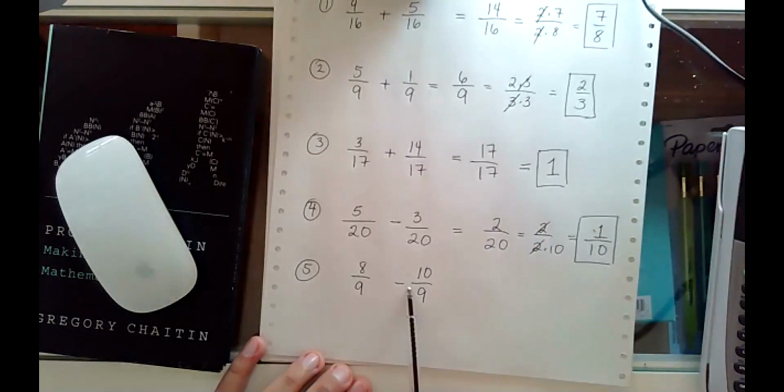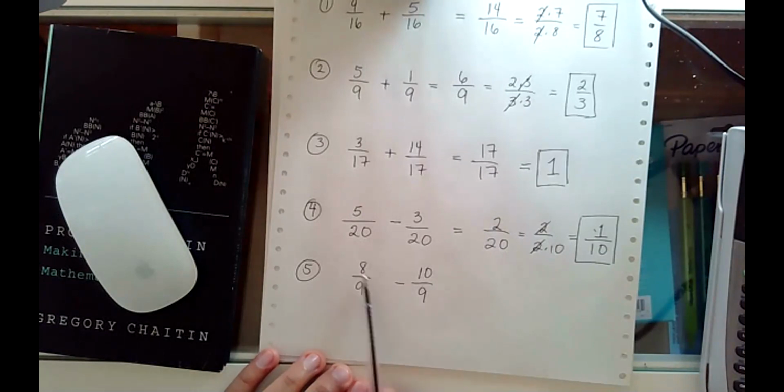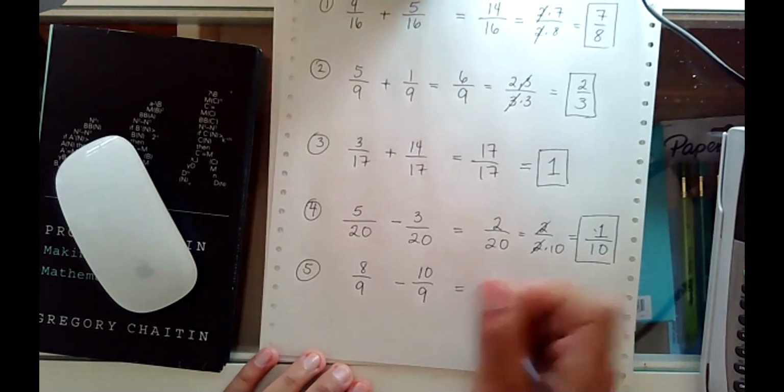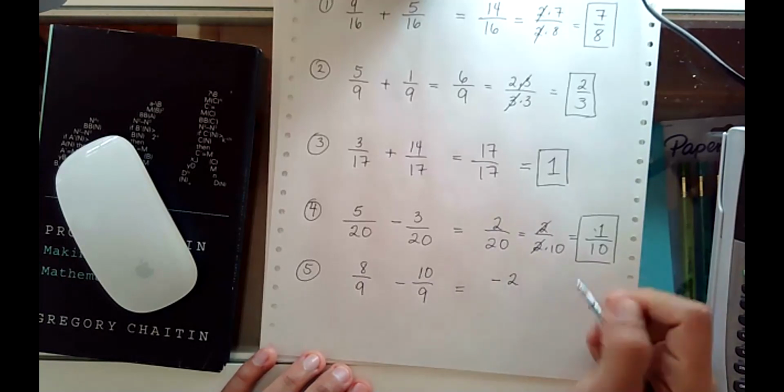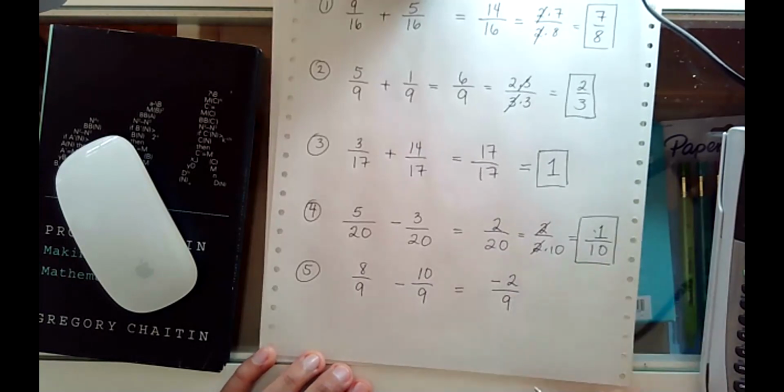And then finally, this one, do not flip it in your brain. I am asking you to take 8 minus 10. So 8 minus 10, it's like you don't have enough to cover this bill, right? You had $8 in your bank account and you charged $10 to your debit card. So you are now at -2 over 9.